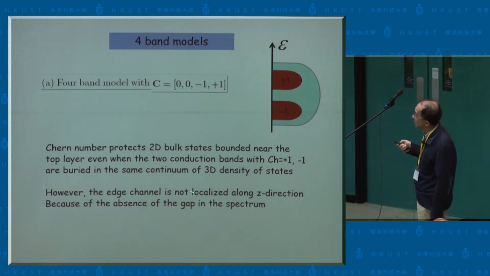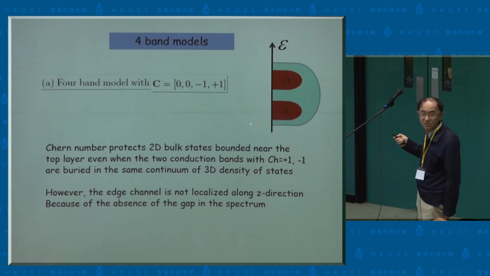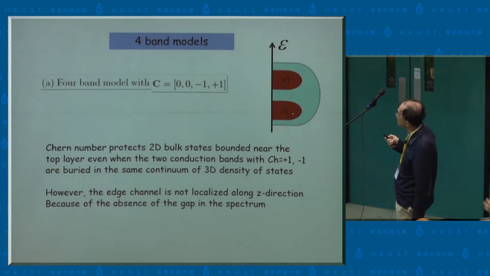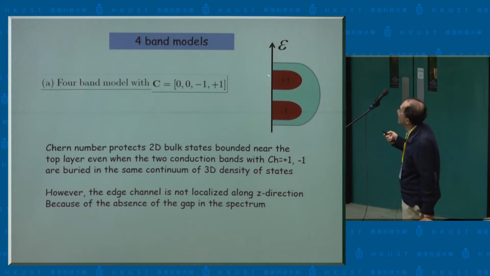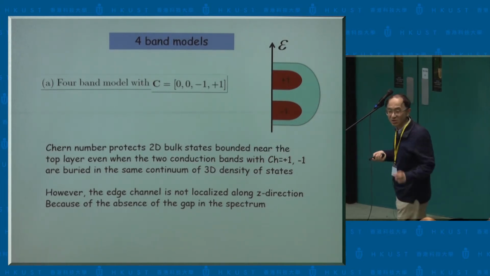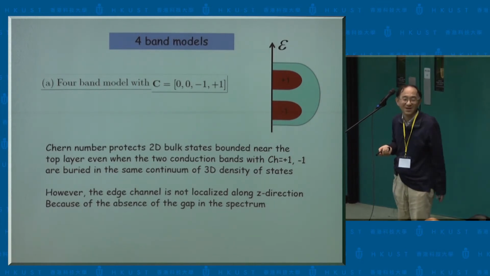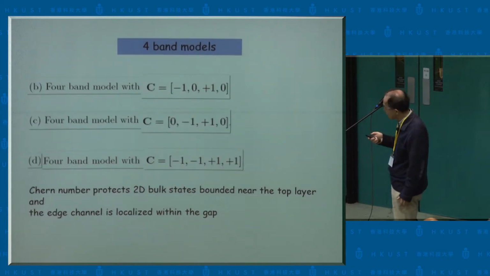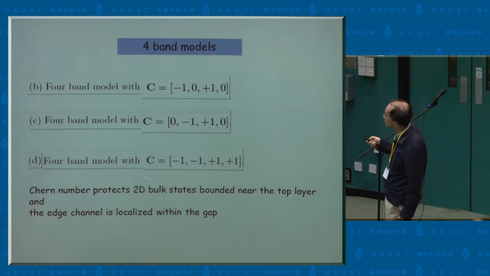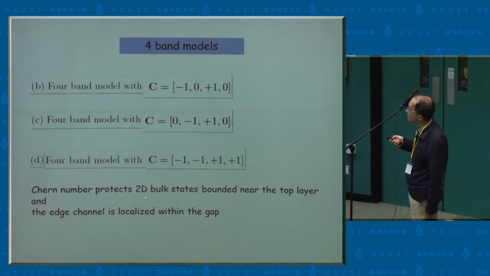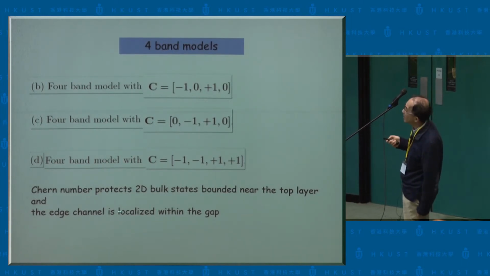But interestingly, the H channel which connects these upper and lower 2-dimensional states is not localized. It is extended. So even though you have a Chern number plus and minus, and you have a bound state along the z direction for the bulk states, the edge state is not localized. So the localization of the edge state is due to the gap, but the localization of the bulk state is not due to the gap. So there is a clear difference between the two. And also, we considered several possible combinations of the Chern numbers for each of the 4 bands. The generic principle is that the Chern number protects the 2D bulk states bound near the top layer, and the edge channel is localized within the gap. So this principle always applies.